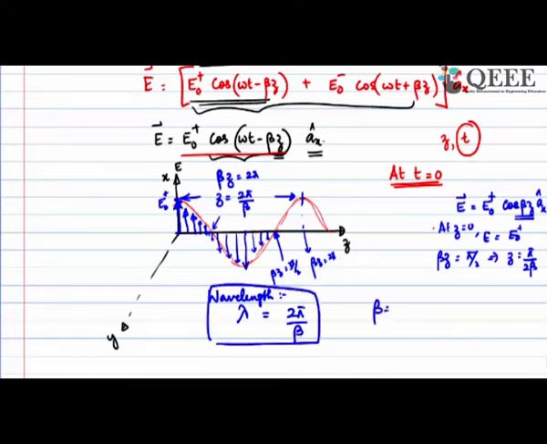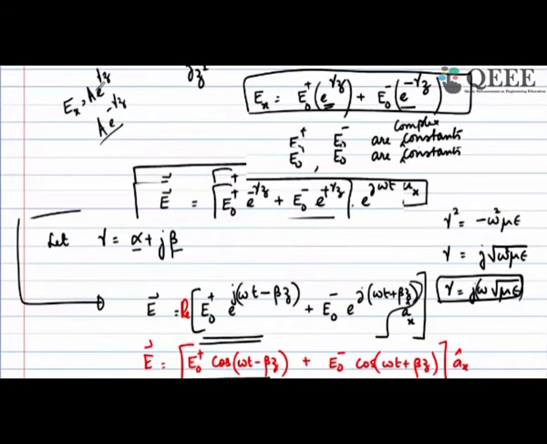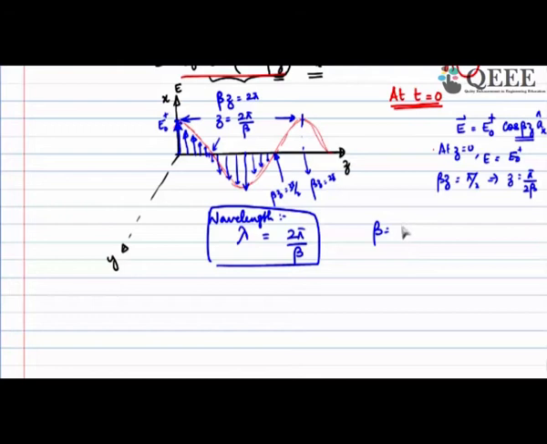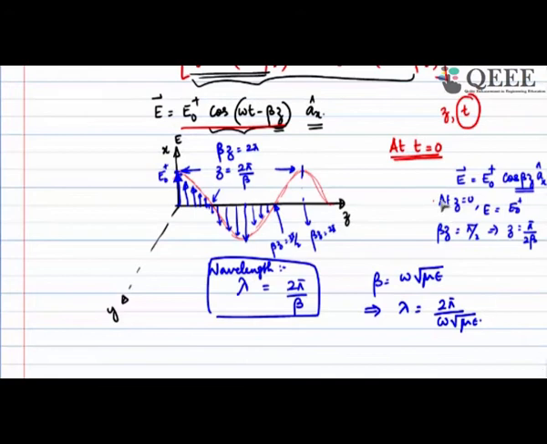And what is beta? Beta was the imaginary part of gamma, and the imaginary part of gamma is, in this case, omega times root of mu epsilon. So beta is omega times root of mu epsilon in this case, which means lambda is 2 pi by omega root mu epsilon. So this was what was happening as a function of space at t equal to 0.